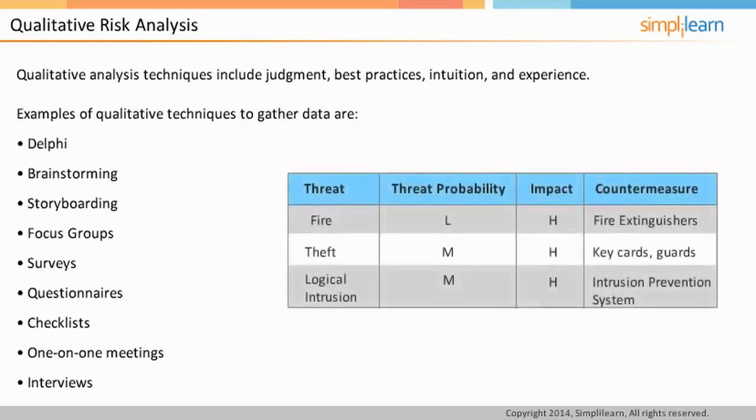The table on the screen lists a few threats, the probability, impact, and the corresponding countermeasures put into place. The threat probability and the impact are given different ratings, like high, medium, and low, based on some assumptions. For example, although the probability of fire is low, when it occurs, it has a high impact on the organization. Countermeasure for this threat is a fire extinguisher. Some more examples are given in the table. In the following screen, let us look at some examples of qualitative analysis.